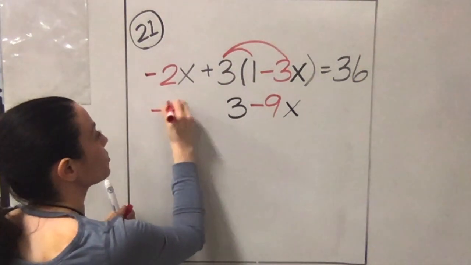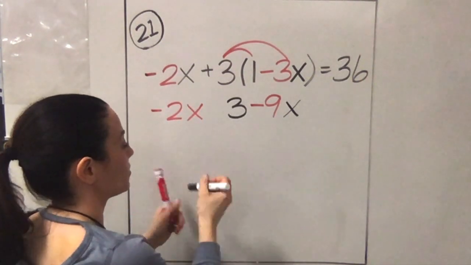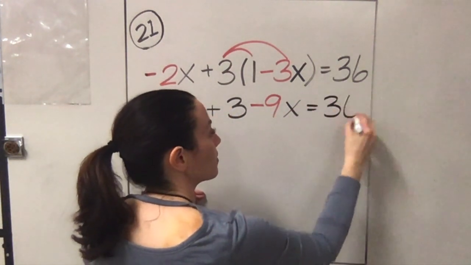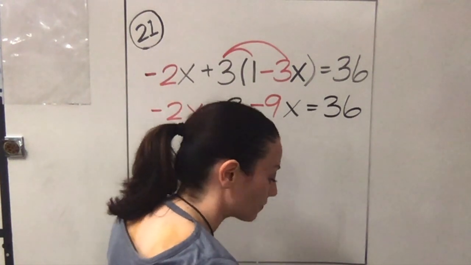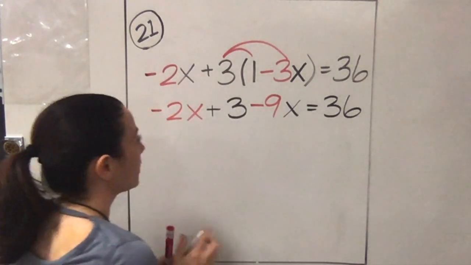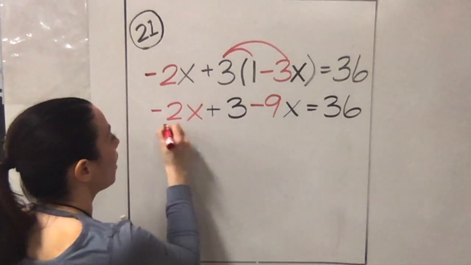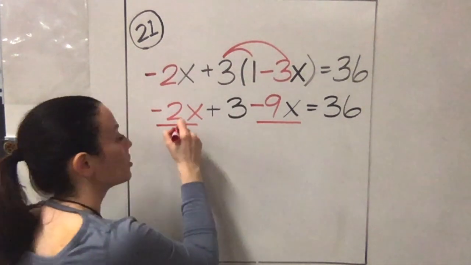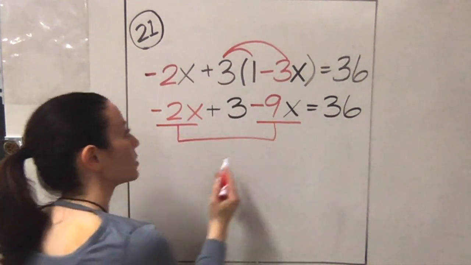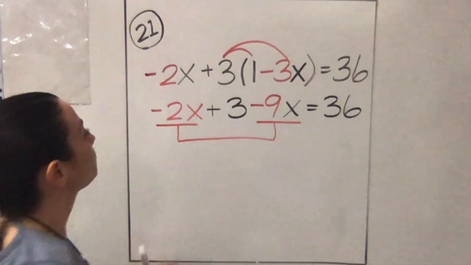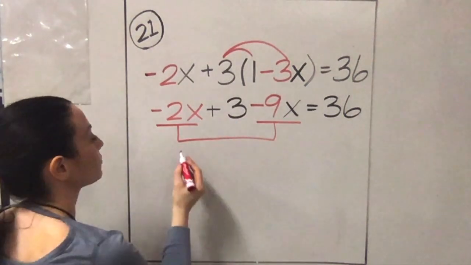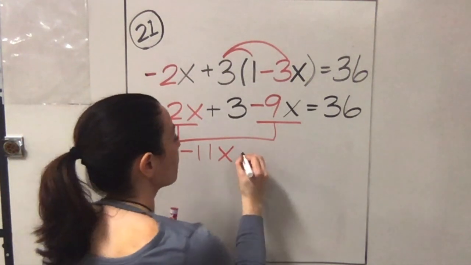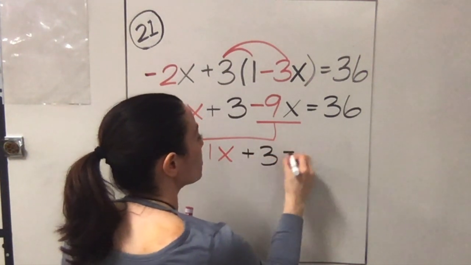So let's break down the rest of the terms. We have a negative 2x over here. Remember, this was positive 3. And we have a 36 on the right. Okay. So now we need to underline the variable terms. We have negative 2x, negative 9x. So we can combine like terms. So negative 2, negative 9, same signs, add and keep. We have negative 11x plus 3 equals 36.